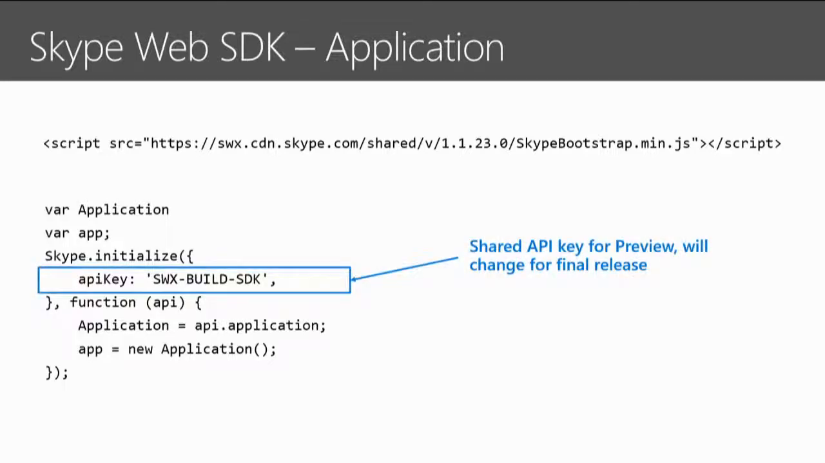As I just mentioned, you need an API key. The API key we are using for this public preview is that particular SWX build SDK API, and that is the only API key you have to use. When you use that API key in conjunction with the bootstrapper script you see up there, it will download the exact package you need to light up your experiences. As we go through the code, I'm going to show you the traces and how that's getting loaded.